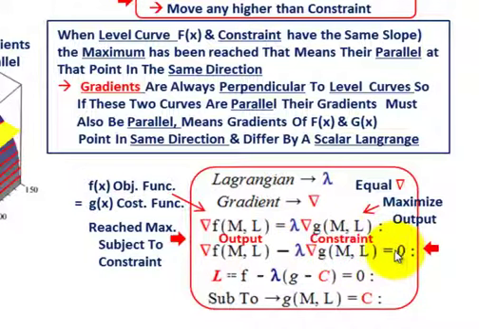You set them equal to 0. And then if you do some more manipulating here, your Lagrangian equals your production function minus your lambda times your cost gradient minus your cost equals 0. And that's, again, subject to your cost constraint. Not to make it confusing, but you reach your maximum subject to the constraint. Just understand that.